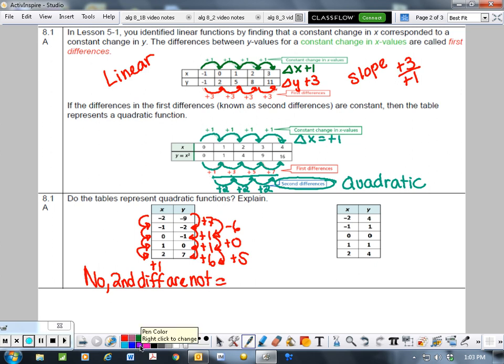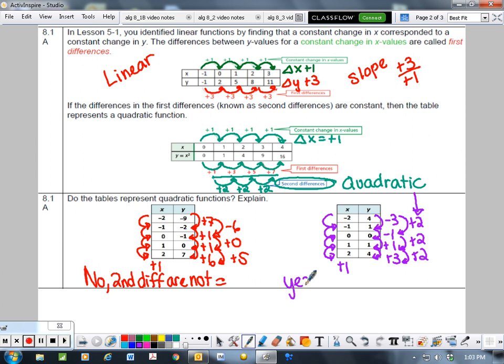So now we're going to go ahead and look at the next one. Okay, let's see. I add 1, I add 1, I add 1, I add 1. We're good here. So now let's see. I minus 3, I minus 1, I add 1, I add 3. It looks good because right now I'm seeing a pattern, which we like to see a pattern. And then here, let's see, I add 2, I add 2, I add 2. Yep. These are all the same. Yes, second differences are the same.